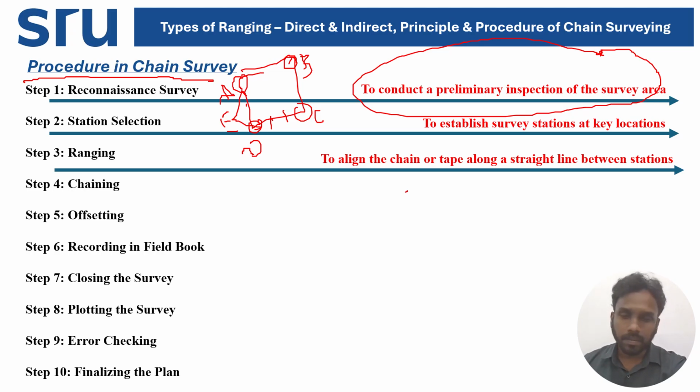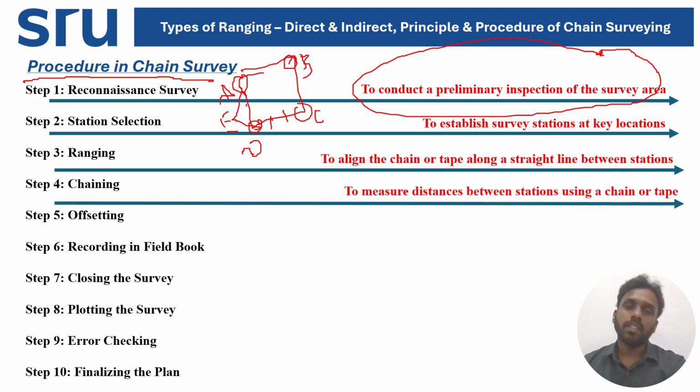Next one is chaining. Once you fix your survey line in a straight line, you measure the distance between stations using a chain or tape, right? The main purpose of surveying is to measure the distance, right?